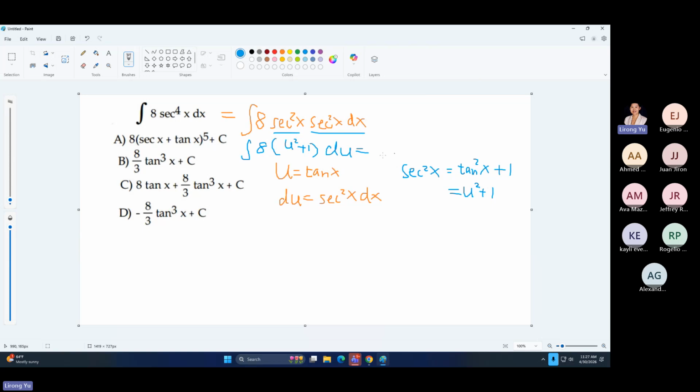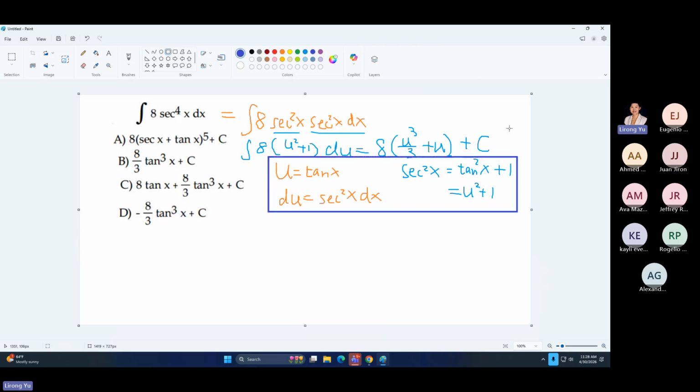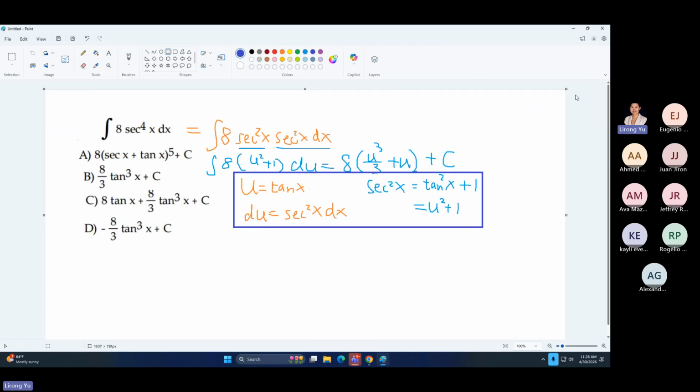After the substitution, we will integrate using the power rule. So we have 8. You integrate u squared to u cubed over 3. We integrate 1 into u. Then plus C. So now we finish the integration. The middle part is just explaining the substitution process. Up there is the actual integration process, and down here we're just explaining the change of notation. And it's better we put it back to the original variable.